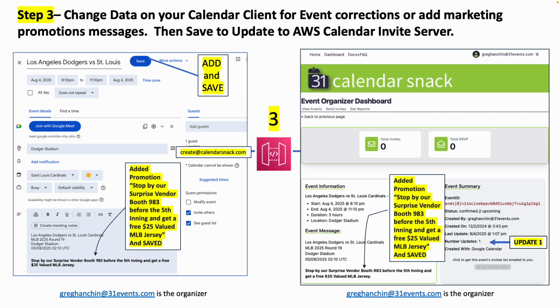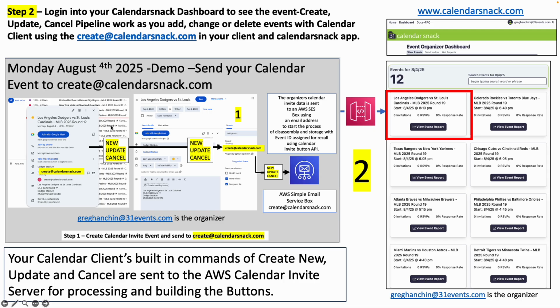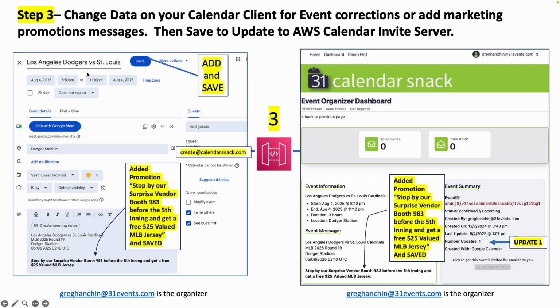So in step 3, what we're going to get into, which I showed in the video, was essentially you're going to go into the original calendar client here, that you created this LA game, in my case, versus St. Louis for today, which is August 4th. And I went in and I changed the data and I saved it, hit the save button. I added a promotion, and then it showed back up into my CalendarSnack organizer dashboard. That's the end of step 2 and 3.